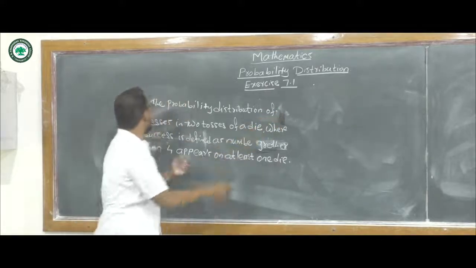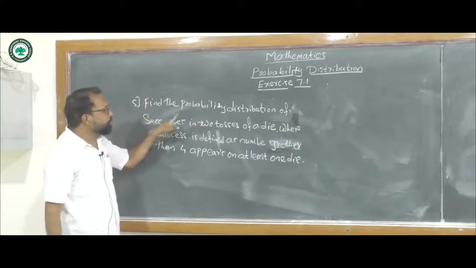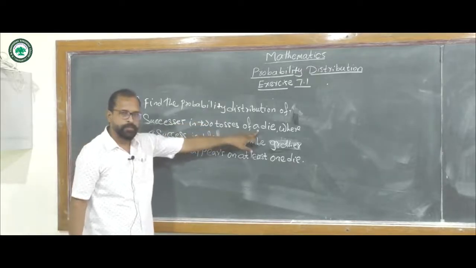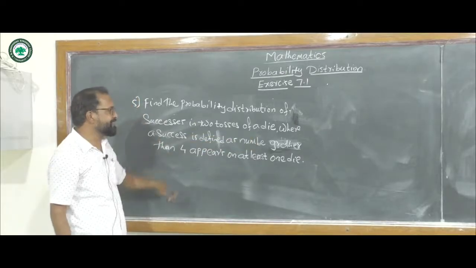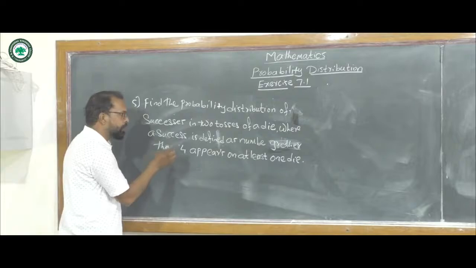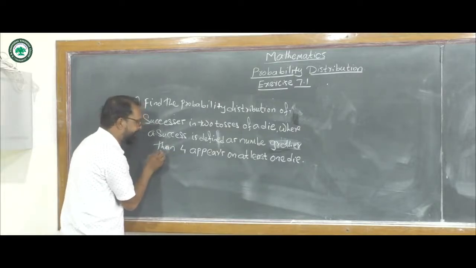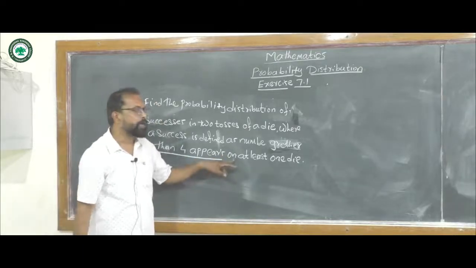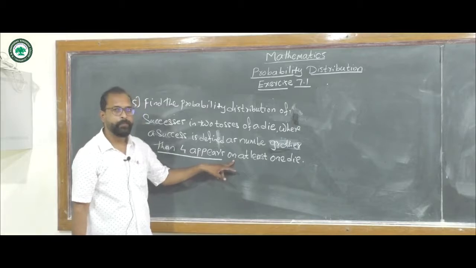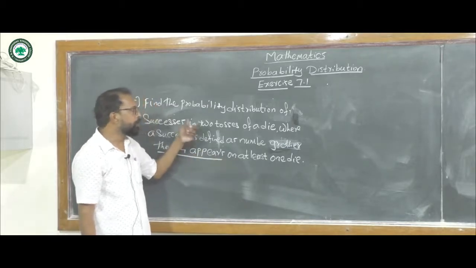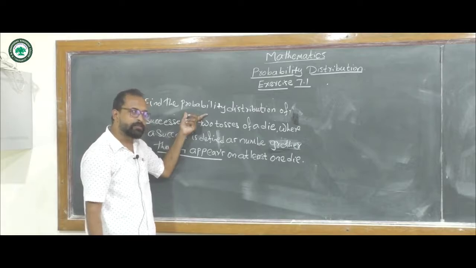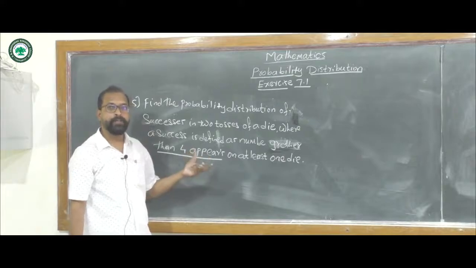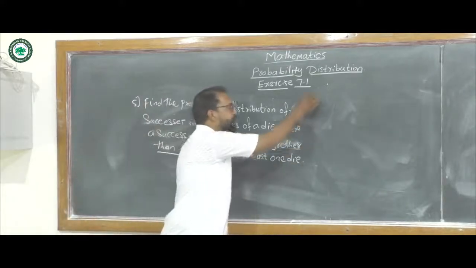See example number 5. Find the probability distribution of successes in tossing 2 dice when a success is defined as a number greater than 4 appearing on at least one die. Remember here, the success is defined as a number greater than 4 appearing on at least one die.